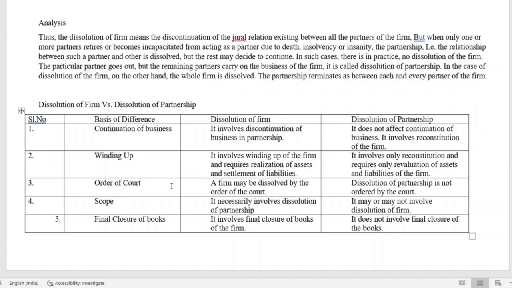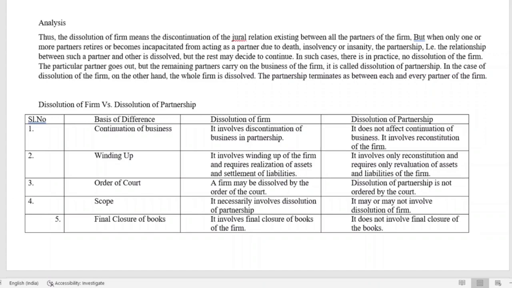With regard to the winding up aspect, we can see it involves the winding up of the firm and requires realization of the assets and settlement of liabilities. So here, with regard to the winding up of the firm, there will be realization of the assets and settlement of the liabilities. Whereas with regard to the dissolution of the partnership, it involves only reconstitution and requires only revaluation of the assets and liabilities of the firm.